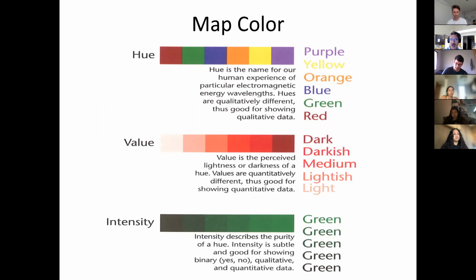I'm not sure how much Emma spoke about map color. I think she did share some different examples. And this is showing hue, value, and intensity. But the idea of hue, differences in color, those are good for categorical data. They're not really good for quantitative data, right? There's nothing to say that orange is better or more than yellow per se, right?